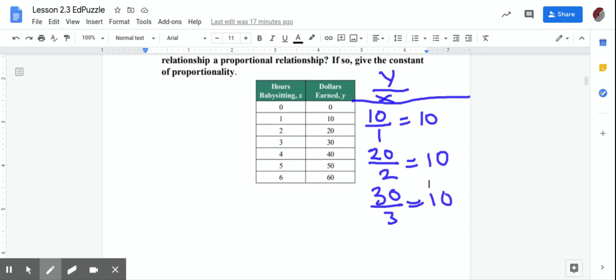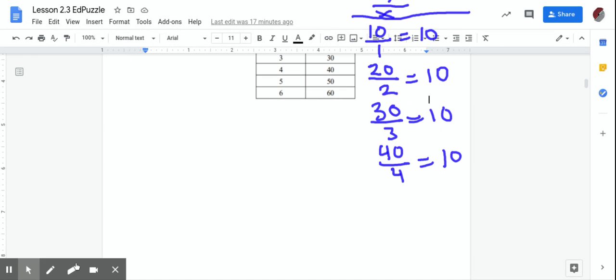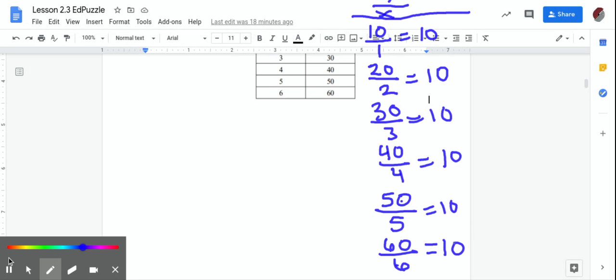Then I'm going to check 40 over 4. That simplifies to 10. And I'm going to continue this process until I've checked all of the numbers. So I have 2 more to check. I have 50 over 5. 50 divided by 5 is 10. And I have 60 over 6. And that simplifies to 10 as well. 60 divided by 6 is also 10.